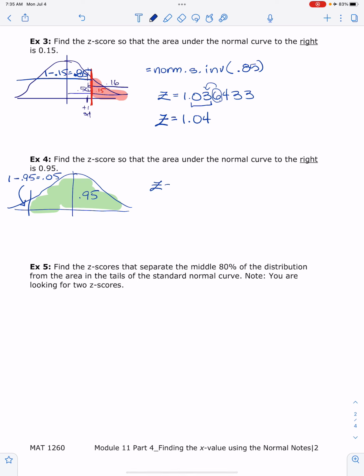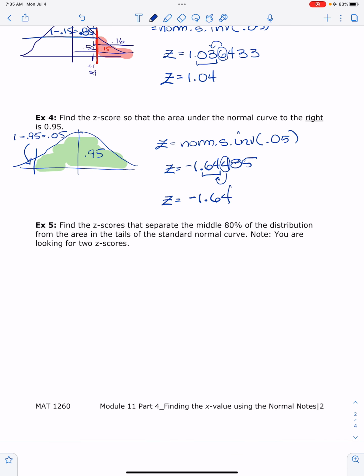So I'm going to find my z-score with norm.s.inverse. Again, I need the left-hand probability, 0.05. I get a z-score of negative 1.64485. We're rounding again the z-scores to 2 places. The value after is a 4, so we do not change that last digit, negative 1.64.